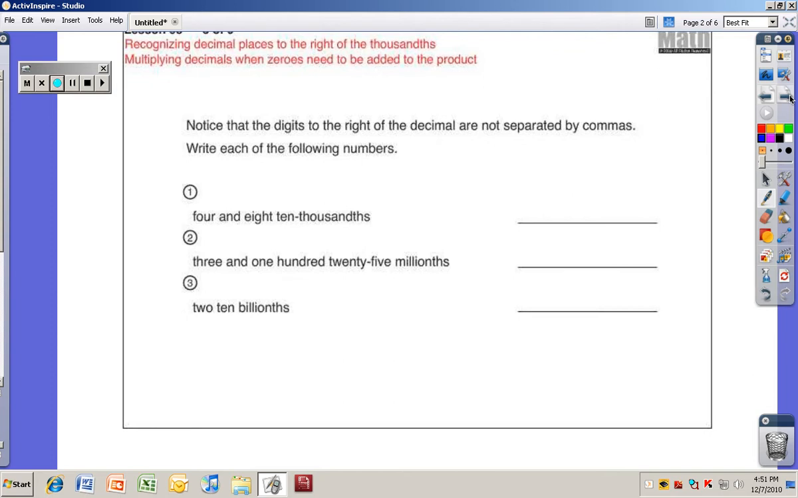So number 1 says 4 and 8 10,000ths. So the number is 4 and 8 10,000ths. This is tenths, hundredths, thousandths, 10,000ths. The number has to always end in the name of this place. Whatever you write here has to end right there. It doesn't start there, it ends there. That's one tricky thing for kids on writing this.